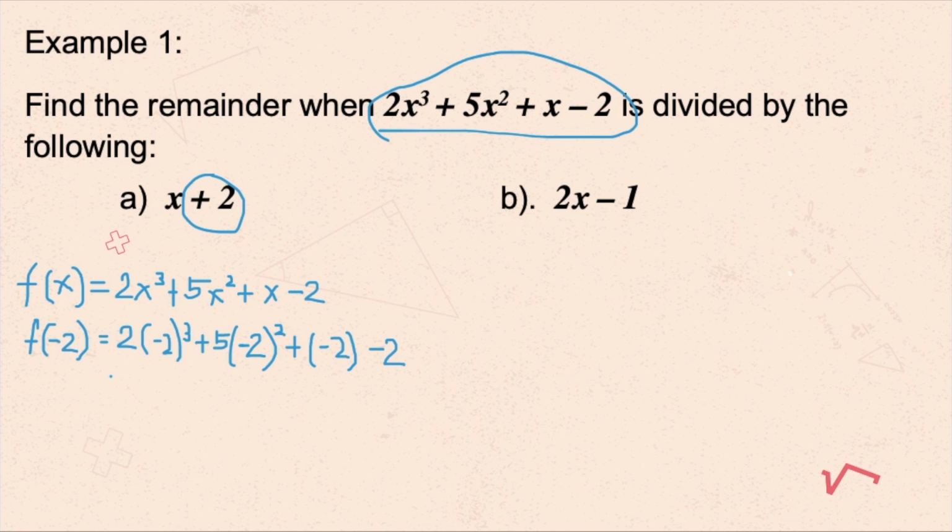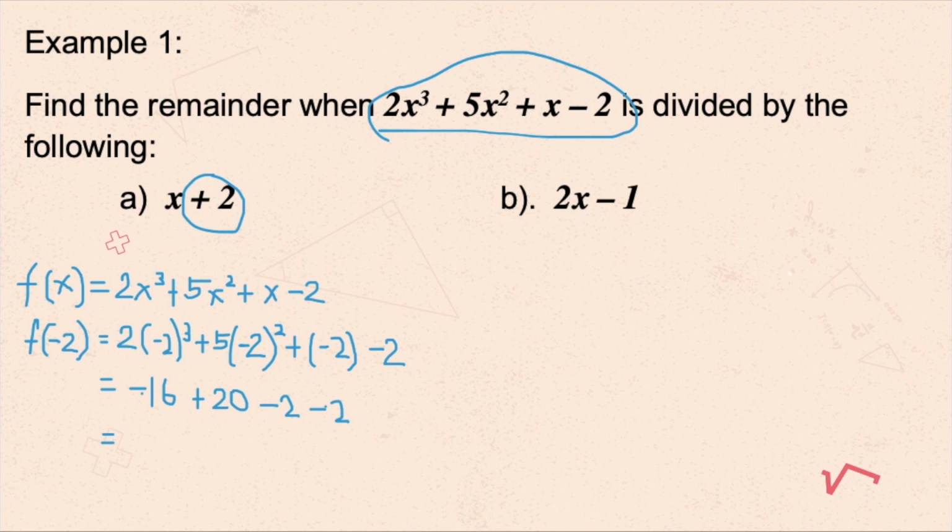We'll evaluate first negative 2 to the third power, and that becomes negative 8. Then multiplying it by 2, we'll have negative 16. Then 5 times the quantity of negative 2 to the second power. Of course, you will deal first with negative 2 to the second power, and that becomes positive 4, times 5. It is now positive 20. Then minus 2 minus 2.